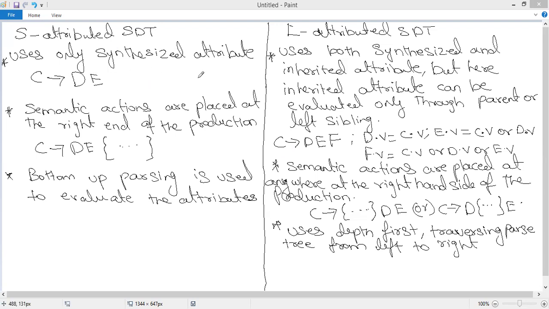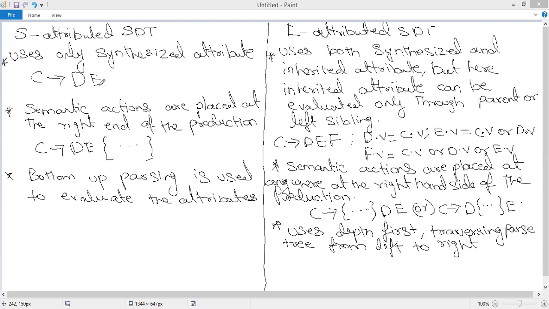For example, we will take this production rule C tends to DE. When we mention a synthesized attribute, the value of C is evaluated with the help of D and E. The meaning is that the value of C can be evaluated with the help of the child nodes, either D or E. That is what a synthesized attribute is.